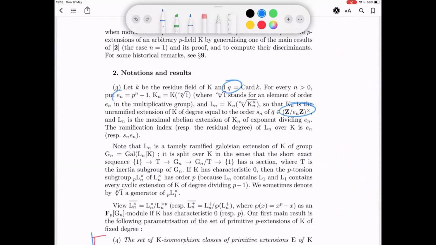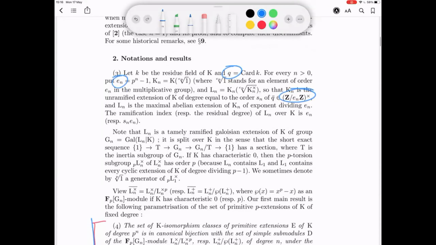D here is En. Right? Okay, so that takes care of Kn. I know that Kn is an unramified extension, and I'm calling it Sn, the order of Q in (Z mod En Z) star. So this is of degree Sn. But what's the degree of Ln over Kn?